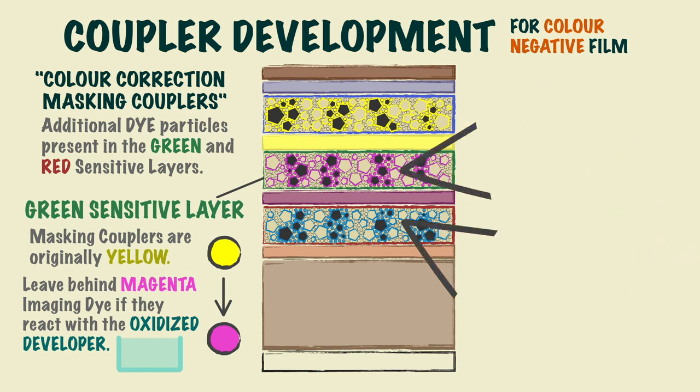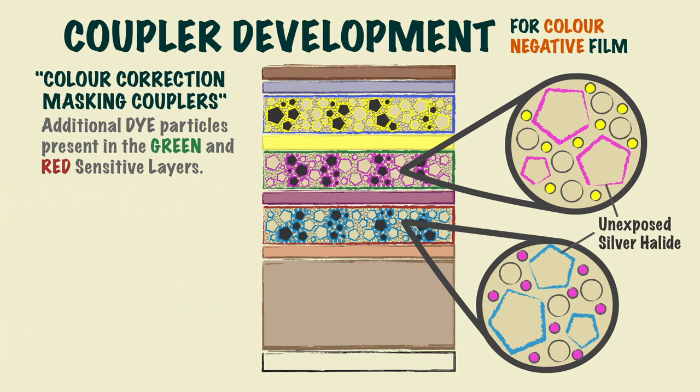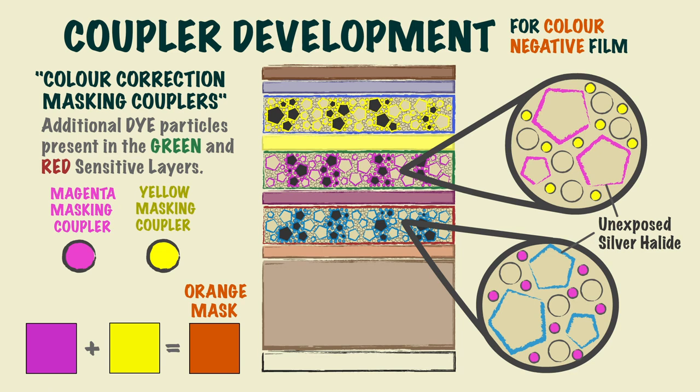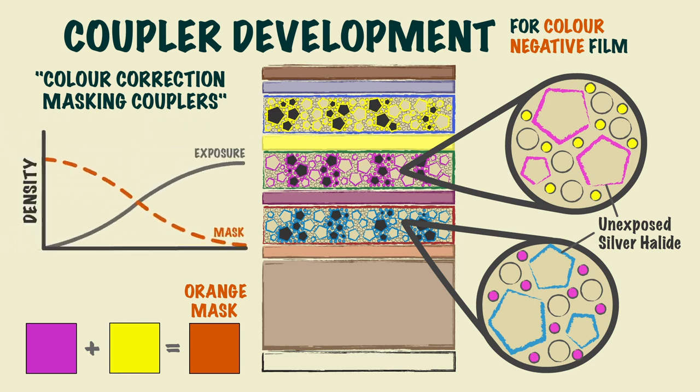However, the masking couplers near the unexposed silver halide don't change at all and remain as their original yellow and magenta masking coupler structures. The combination of these cause an orange mask to cover the film, since magenta and yellow together create orange. Therefore, where the exposure or density of the film goes up, the masking effect goes down. These masking couplers help to correct brightness and saturation errors when the film is printed or scanned. They are also known as process surviving and stay permanently on the film.